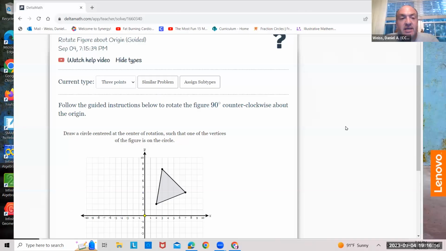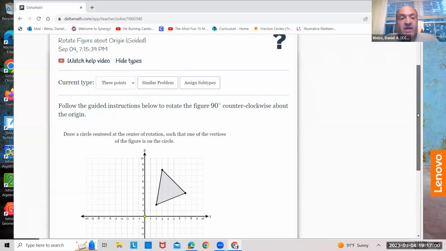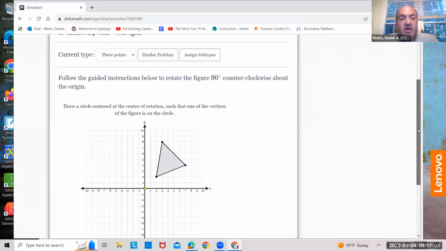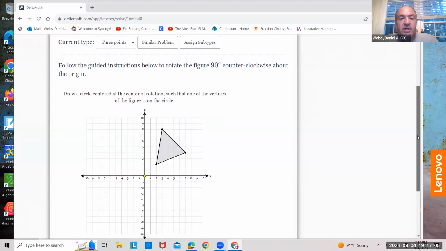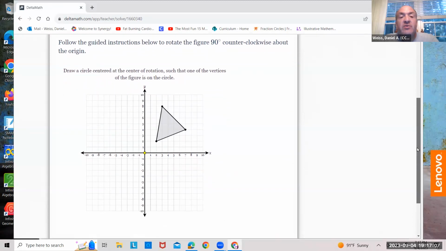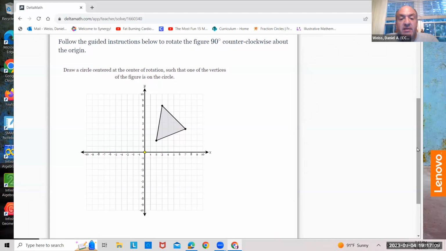Let's show you what we're working on in this session. In this session, we are going to rotate a figure about the origin. So here's what we're going to do in your Delta Math. We're going to follow the instructions, right? What do the instructions say?